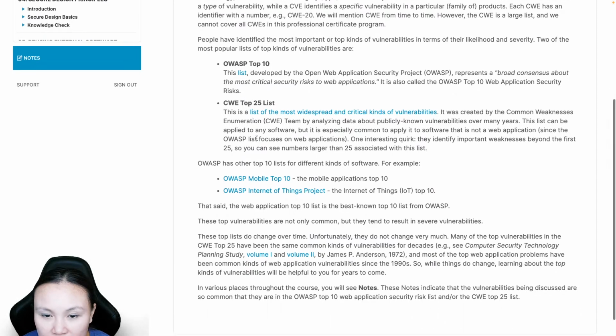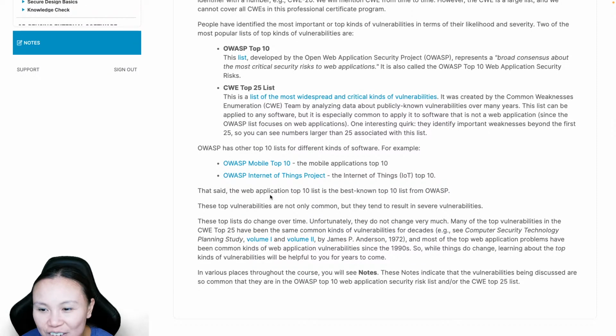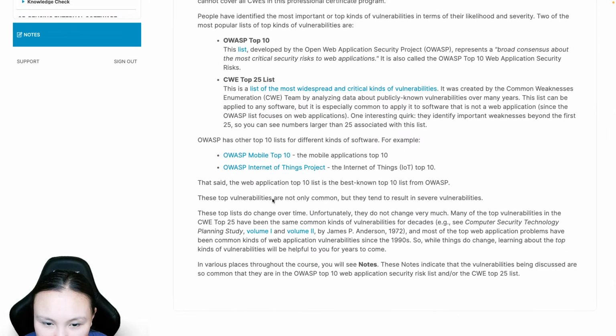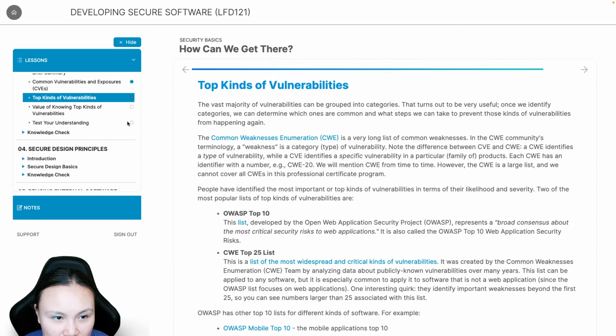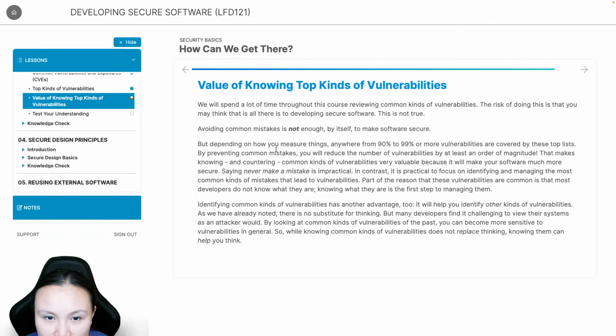OWASP also has other lists. There is also a Mobile Top 10 and an Internet of Things Top 10. So everything got a top 10. OWASP really did a lot of work in discovering them. So check those out if you're interested and learn more about what kind of vulnerabilities are on the top.